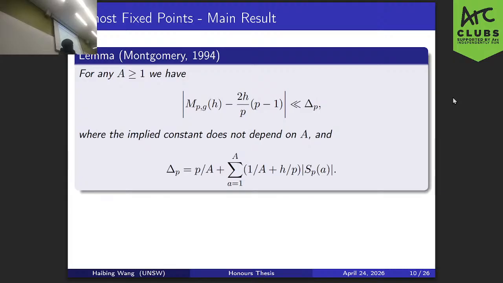This sort of error is known as the discrepancy. We'll use this term later as well, the discrepancy. It's how far it deviates from a uniform distribution.